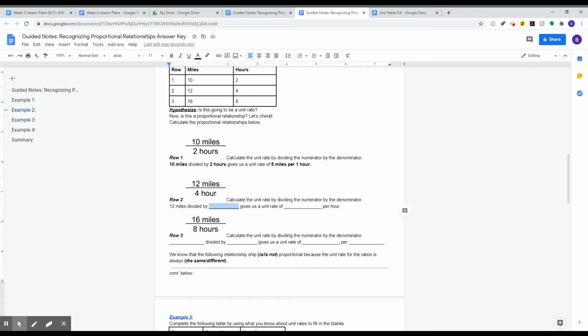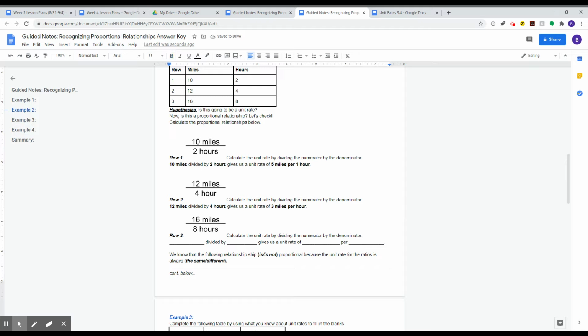But 12 miles divided by 4 hours gives us a rate of, oh, crud. 12 divided by 4, guys? Is it 5? I actually think it's 3 miles per hour. Oh, okay. So let's highlight what we put in here. We put in 12 miles and we put in 4 hours.